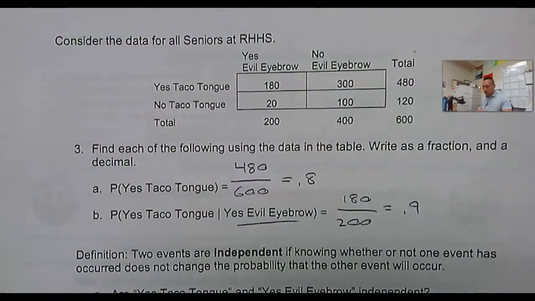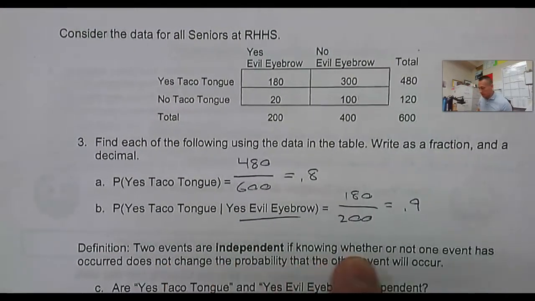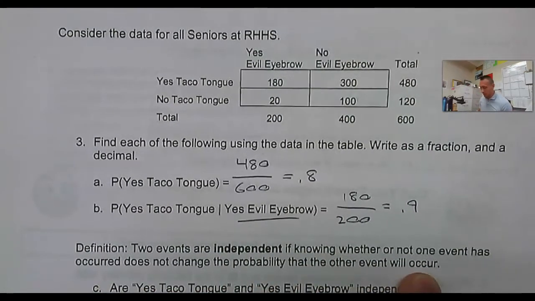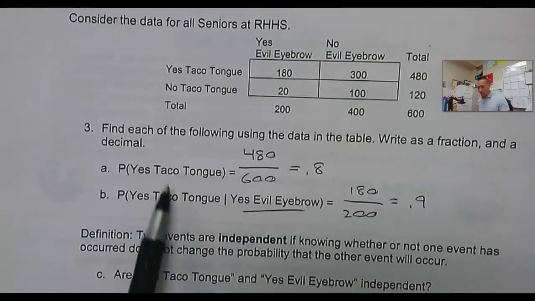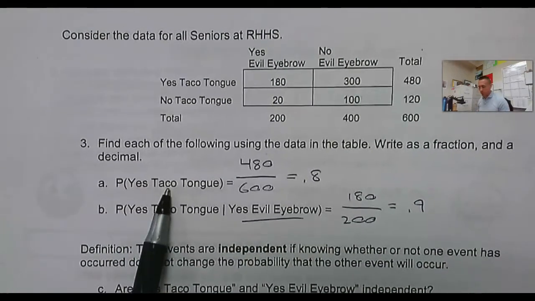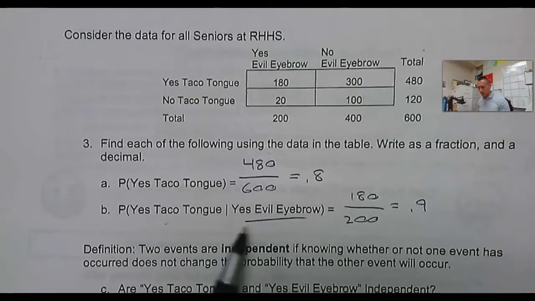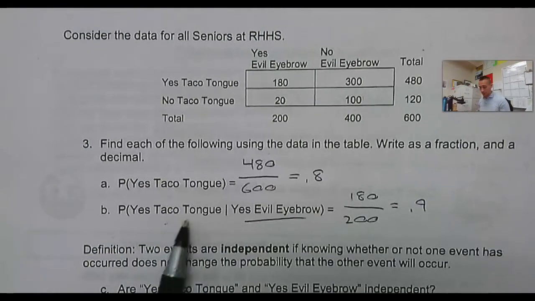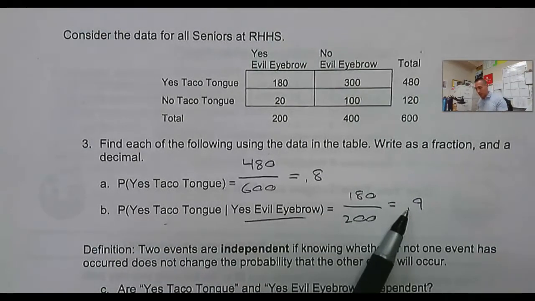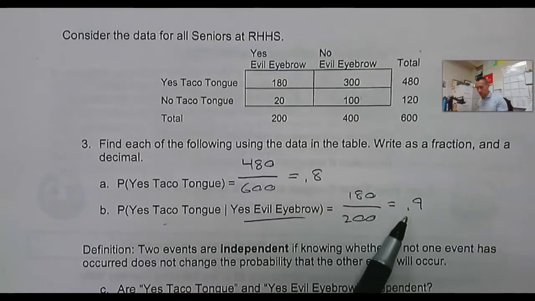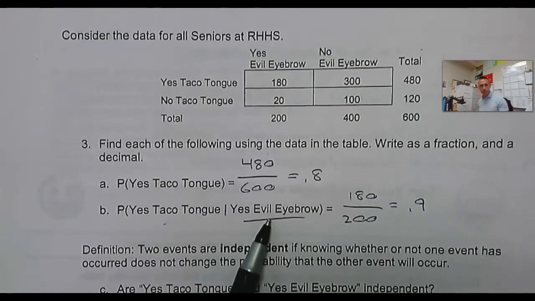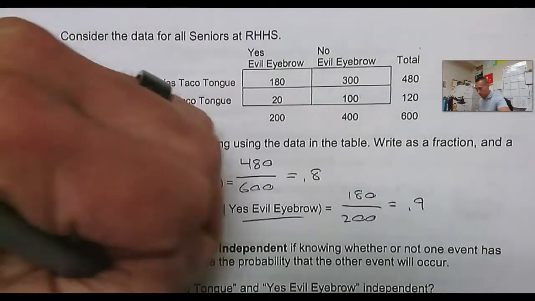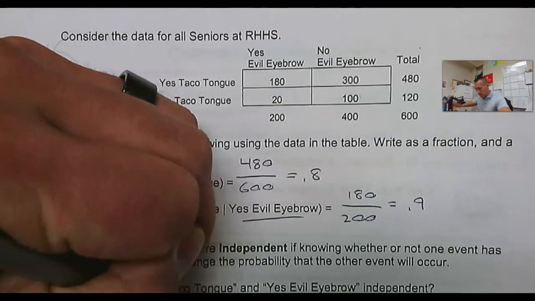All right, so this definition: two events are independent if knowing whether or not one event has occurred does not change the probability that the other event occurred. So the probability that a randomly selected student could taco tongue is 80%. But now I know somebody can evil eyebrow. The probability they can taco tongue is now 90%. So this probability changed. Given that we know that the person can evil eyebrow, they are more likely to taco tongue.